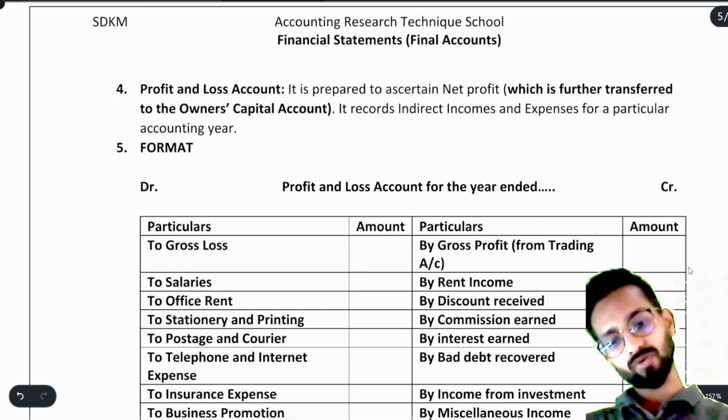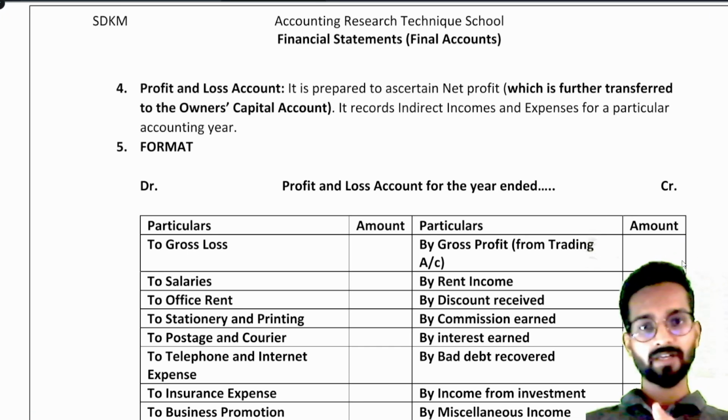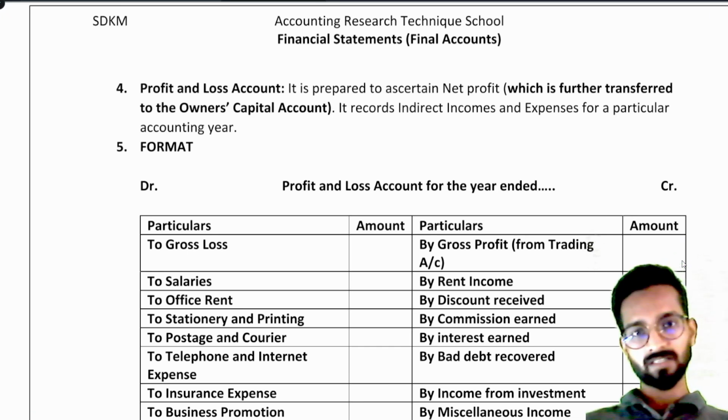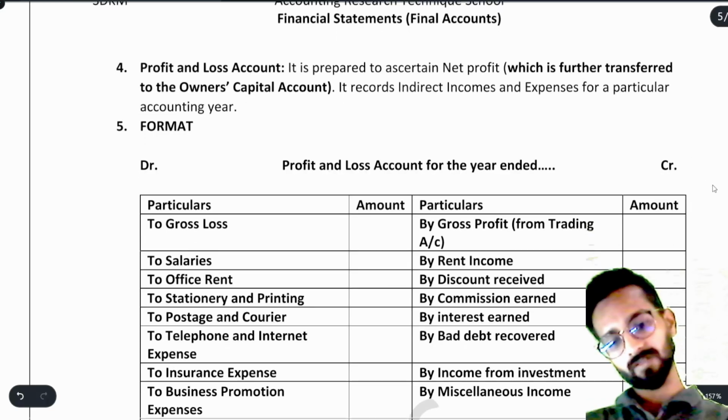The next thing we have to learn is profit and loss account. In final accounts we have two things we already read, income statement and balance sheet. Income statement includes two things, trading account and profit and loss account. It is prepared to ascertain net profit, which is further transferred to the owner's capital. It records indirect income and expenses for a particular accounting year.